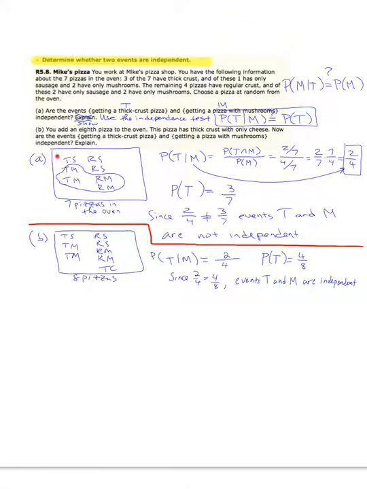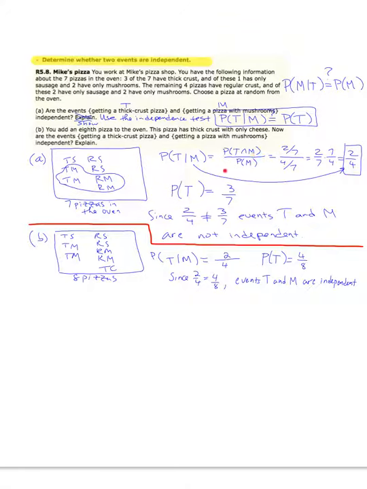So I drew out the oven to help us answer part A. The probability of T given M. How am I going to do this? Well, given that 4 of the pizzas have mushroom on them in this oven, the chance that they are thick crust is 2 in 4. One can see that right from the picture I drew of the oven.